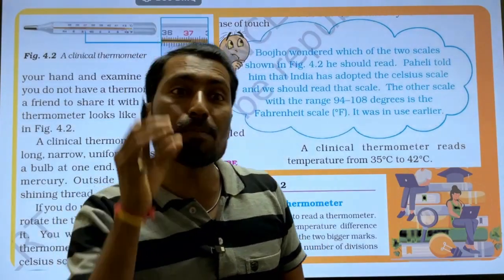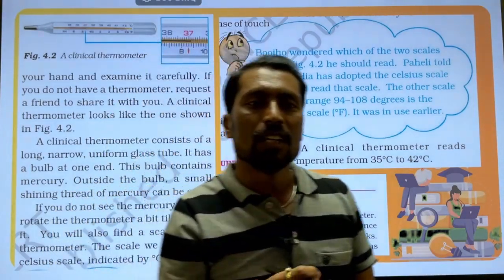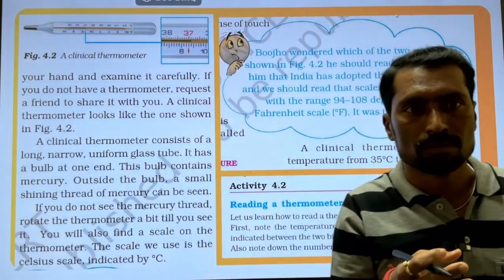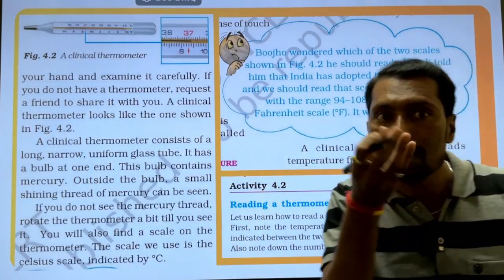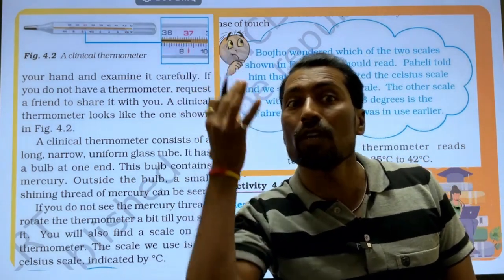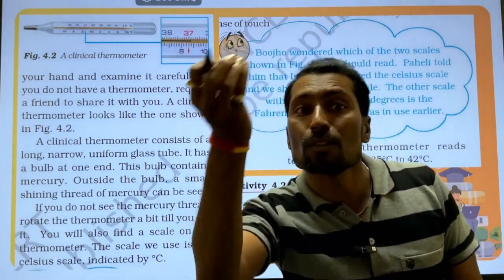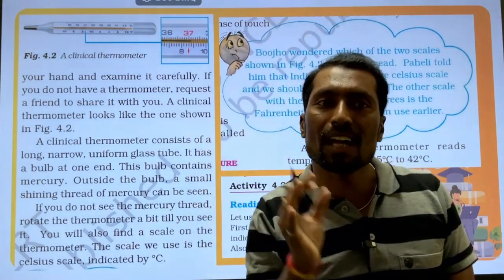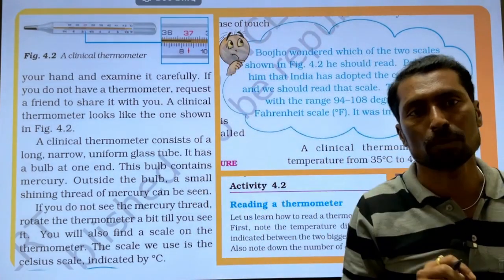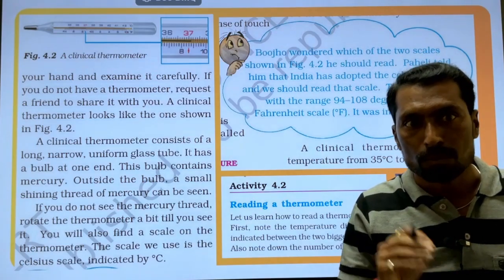So what is temperature? Temperature is the degree or level of hotness and coldness. Who tells us the level of hotness and coldness? Temperature tells us.